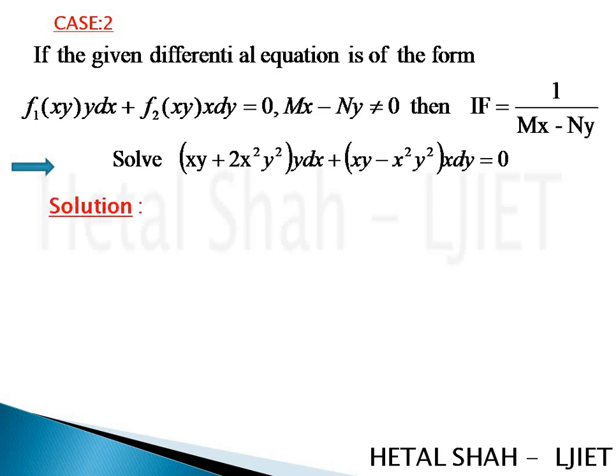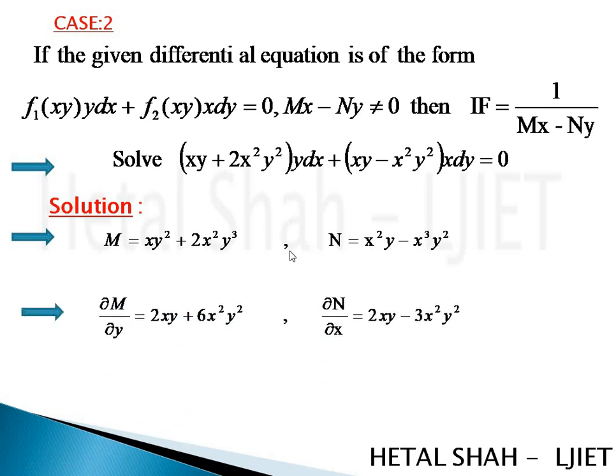So for that, let's start with the solution. First find M and N. As you know, M is the multiple of dx and N is the multiple of dy. So first I multiply y with both the terms. So my M is xy into y, that is xy square, plus 2x square y square into y, that is 2x square y cube. Similarly N is x square y minus x cube y square.